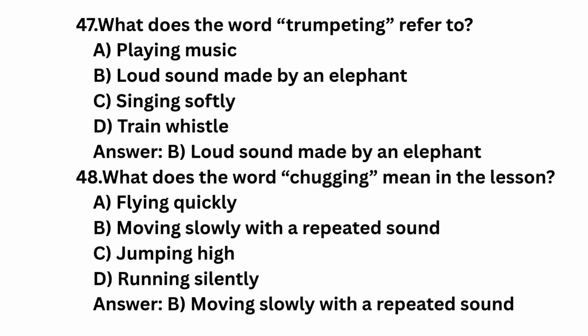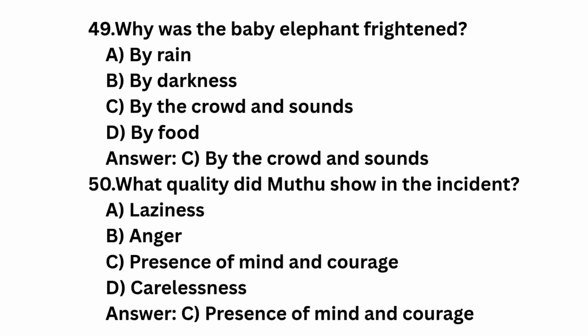What does the word chugging mean in the lesson? Flying quickly, moving slowly with a repeated sound, jumping high, running silently. Answer: moving slowly with a repeated sound. Why was the baby elephant frightened? By rain, by darkness, by the crowd and dark sounds, and by food. Answer: by the crowd and sounds.